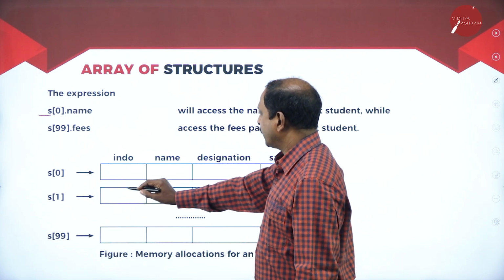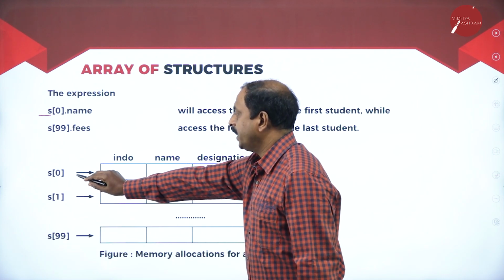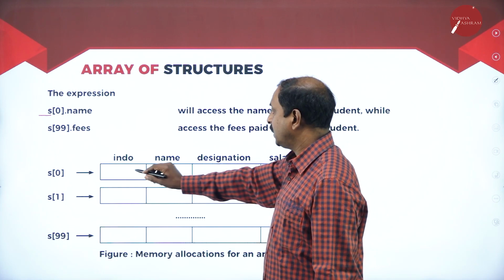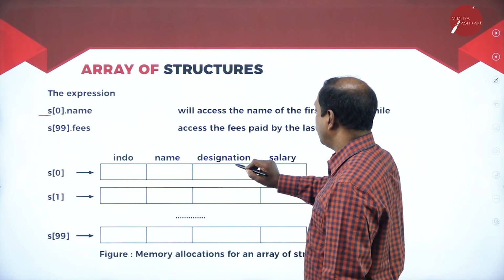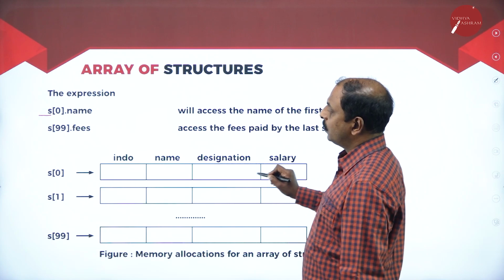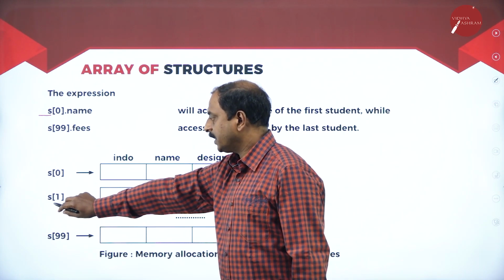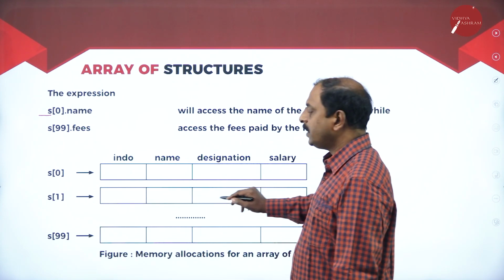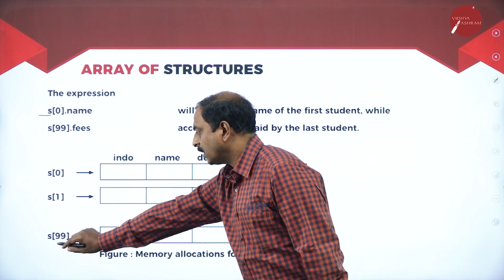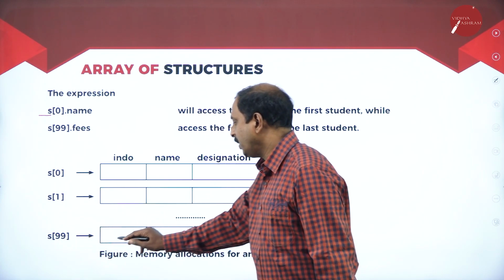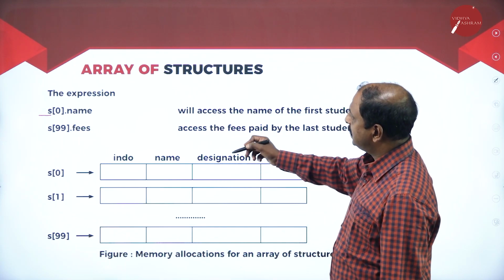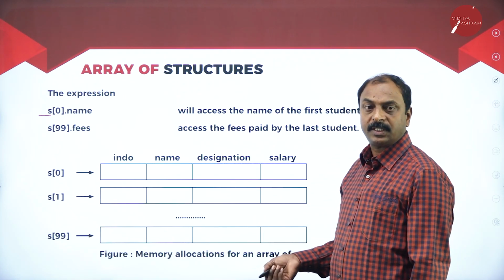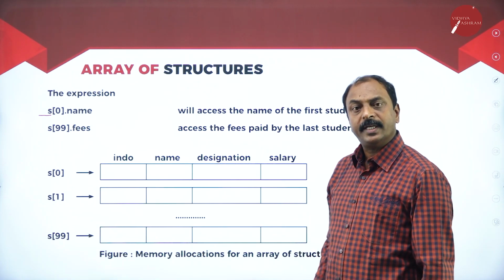Now, look at this diagram here. S of 0 is one index, and at one index we have one structure. It has ID number, name, designation, and salary. In another element, S of 1, the second element, it is one more structure. These structures are defined before using this structure here. The last element, at index 99, will be one more structure. So, this is the concept of array of structure. It is nothing but a collection of structures under different indexes of an array.